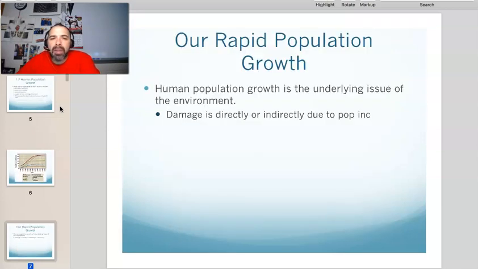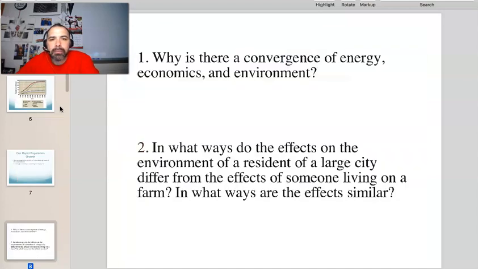Our rapid human population growth is an underlying issue of all environmental issues. It causes damages directly and indirectly. So I'm going to let you pause. We'll do these questions in class, but you can pause and answer them if you want to.